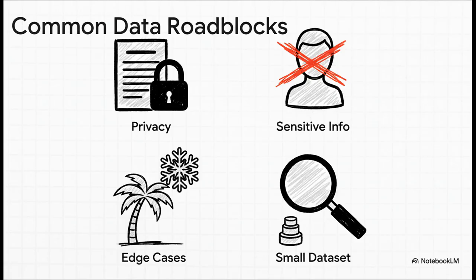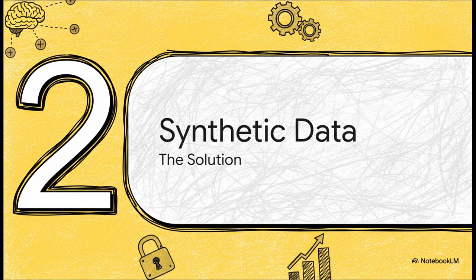And look, these roadblocks can be absolute project killers. First, you've got massive privacy rules like GDPR that make it really tough to just grab and use personal data. Then, the data you do have might be full of sensitive user info that you just can't or shouldn't touch. And then you've got edge cases. Think about trying to train a self-driving car for a freak snowstorm in Miami. You can't just wait around for that to happen to collect data. And sometimes, you're just starting out and your data set is just tiny. Any one of these can stop a project dead in its tracks. So you're stuck. How do you move forward? This is exactly where synthetic data enters the picture, offering a way out.